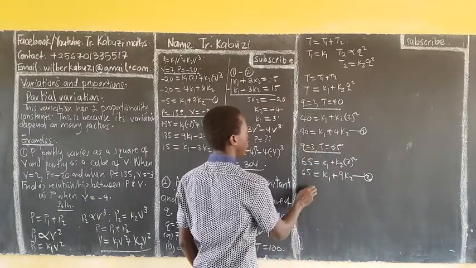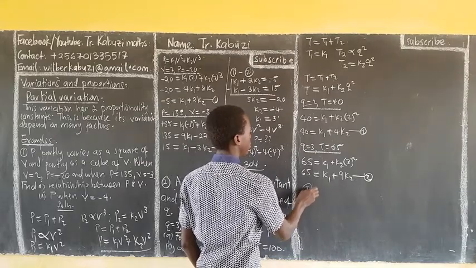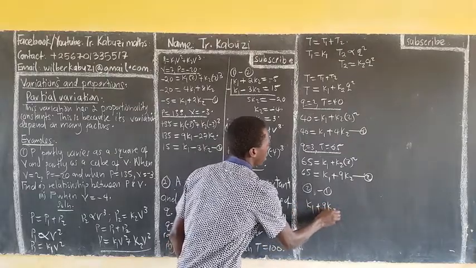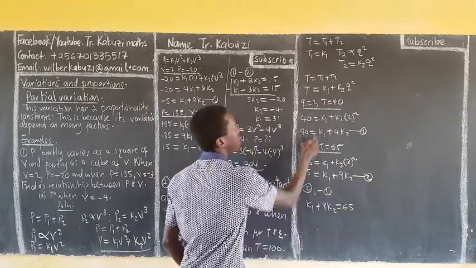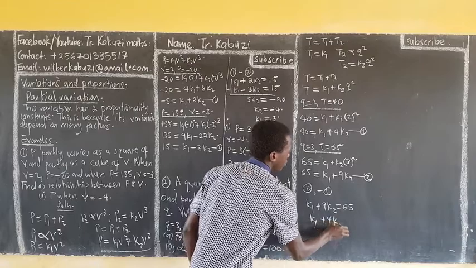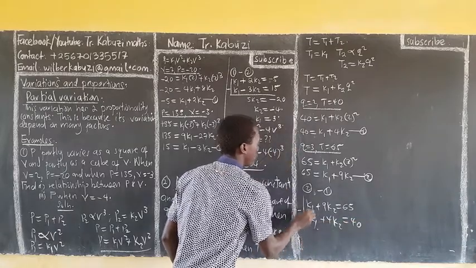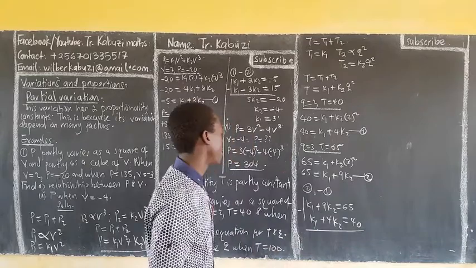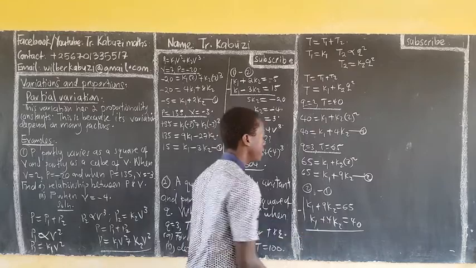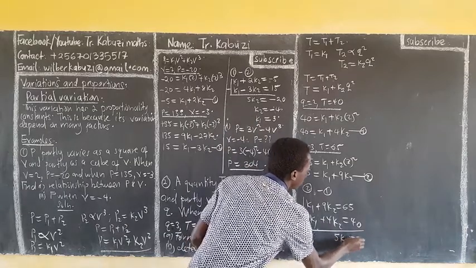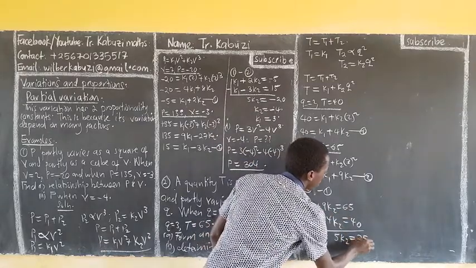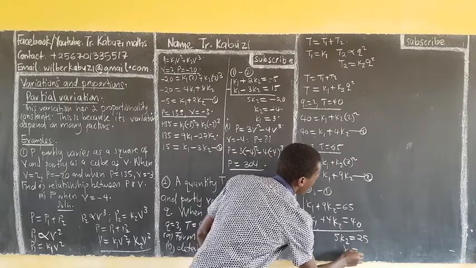Here we have the same coefficient for K1, 1 and 1. So let's get equation 2 minus equation 1. Equation 2 is K1 plus 9 K2 equals 65. Equation 1 is K1 plus 4 K2 equals 40. If I subtract these two, K1 minus K1 is 0, 9 minus 4 is 5, so 5 K2 equals 65 minus 40, that's 25. And so our K2 is 5.